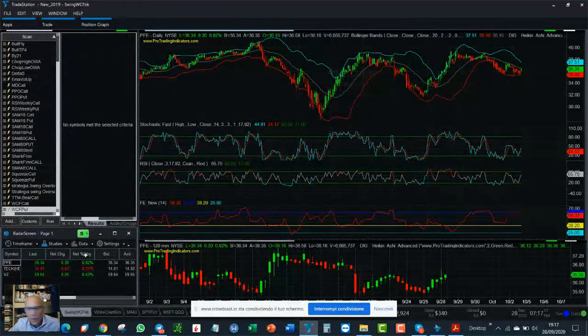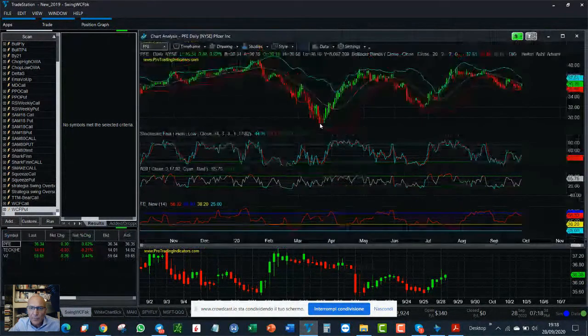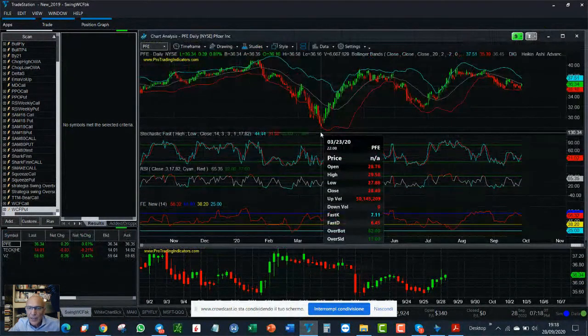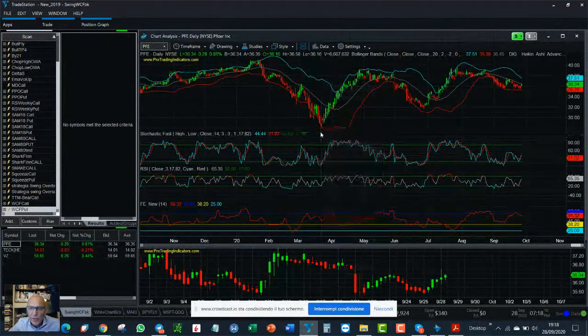Okay, so PFE, of course, in this case doesn't match our criteria, but let's go and see some examples in the past. In this case, for example, this was March 23rd. The candle closed just a little bit outside the Bollinger Band. Okay, so this is our first criteria. If the price is below the Bollinger Band, we go and check the other criteria.